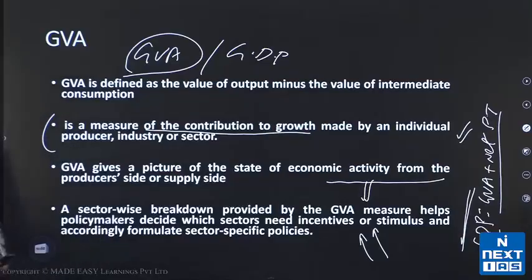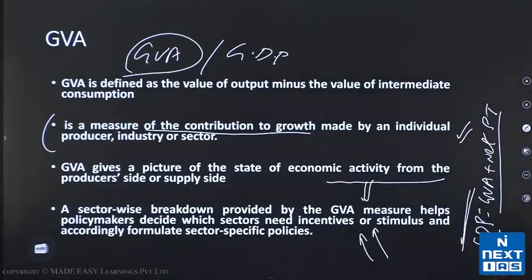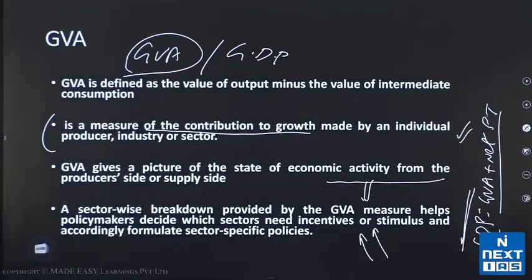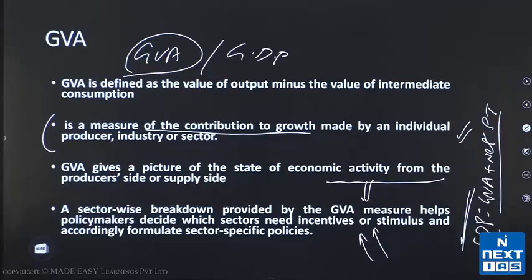Number 2, GDP gives the demand side picture of the economy. Number 3, this is used for comparison purposes. GDP is used for comparison purposes.